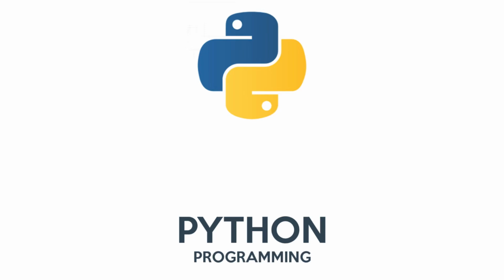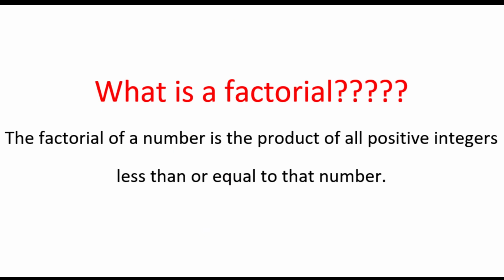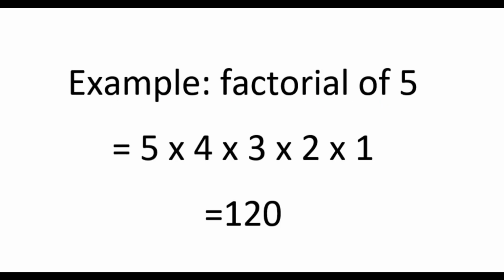Hello and welcome to this video on calculating the factorial of a number in Python. The factorial of a number is the product of all positive integers less than or equal to that number. For example, the factorial of 5 is 5 times 4 times 3 times 2 times 1, which equals 120.